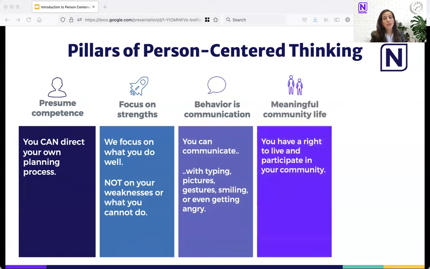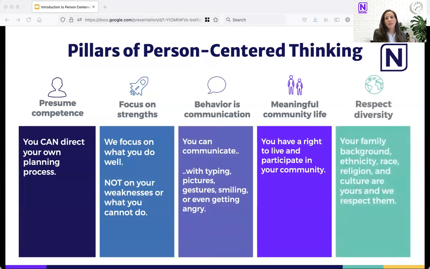We also believe in the importance of community life. You know who you want to live with. Is that your family, your friends? You want to go to your favorite places and do fun things, and we want to help you do that. Lastly, we respect diversity. We believe that things like your religion, race, ethnicity, culture, family are important to you, and we're just here to respect that.